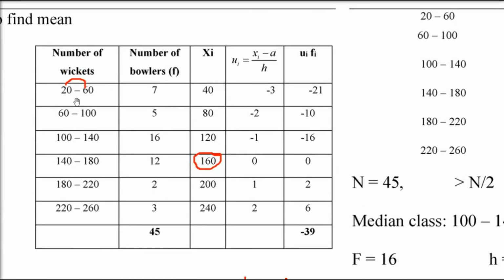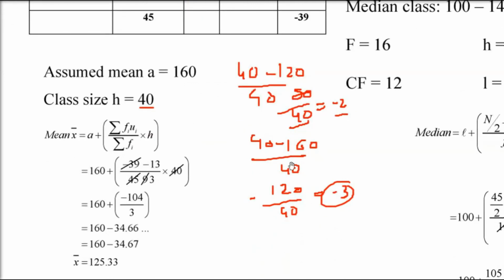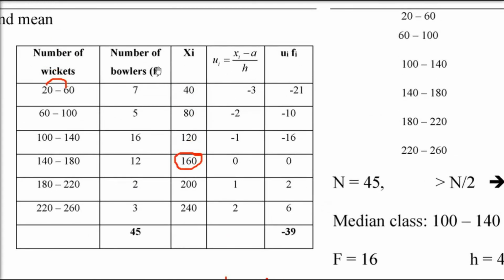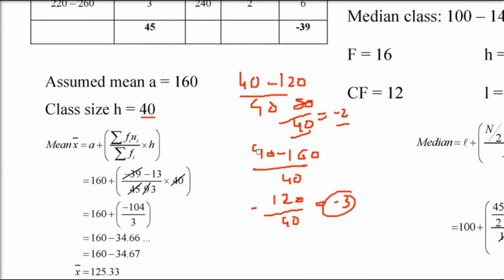We took the first column, added the limits and divided by 2, that is xi. When we took 160 as the assumed mean, for all the values of xi, that is this column, we take 40 minus 160 divided by the class interval, that is 40. One thing I have already done for you. Now ui will come. Now f and ui multiplication you will take, and that will be fi ui: 7 into minus 3 is minus 21, 5 into minus 2 is minus 10, 16 into minus 1 is minus 16, 12 into 0 is 0, 2 into 1 is 2, 3 into 2 is 6. Now sigma f is 45, and sigma fi ui is minus 39.